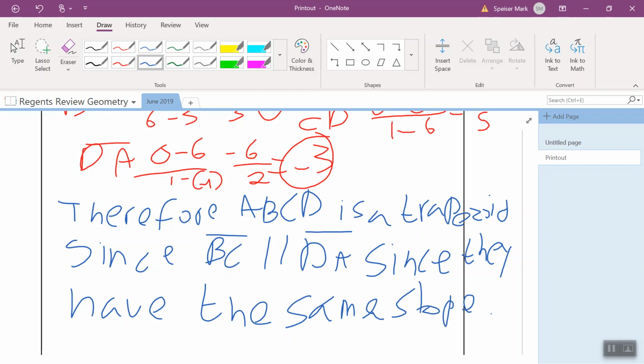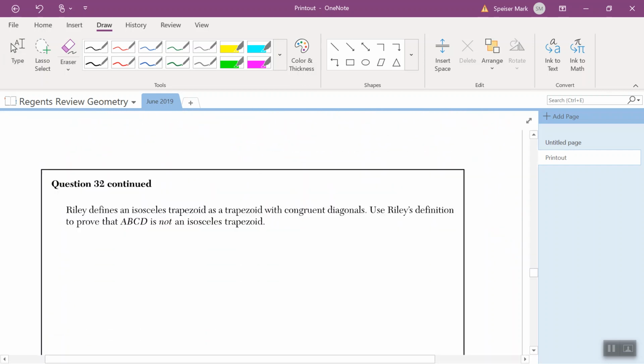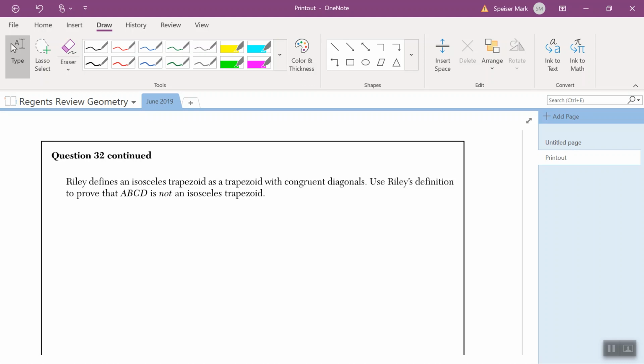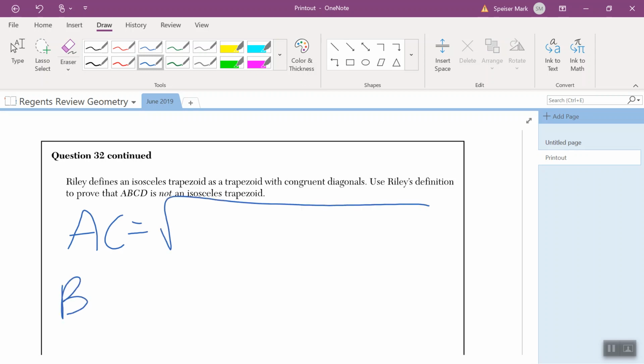Okay? Now let's go on to the second part of this question. Riley defines an isosceles trapezoid as a trapezoid with congruent diagonals. Use this definition to prove that ABCD is not an isosceles trapezoid. So you want to find the length of a diagonal. One diagonal is AC. The other diagonal is BD.